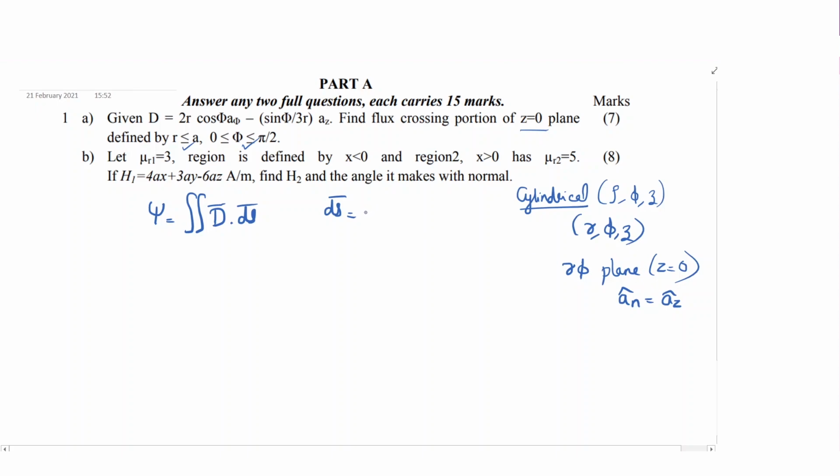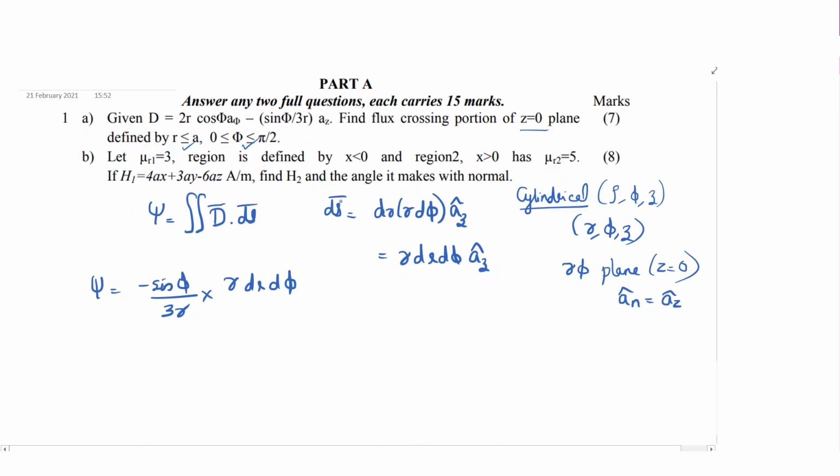So how you can define ds? ds will be dr into r d phi into unit vector az. That is equal to r dr d phi into unit vector az. Vector D dot ds, taking the dot product means z component you are multiplying. Okay, so the first part you need not take, and here psi will be minus sine phi divided by 3r into r dr d phi. Okay, you are just multiplying the z components of D and ds.